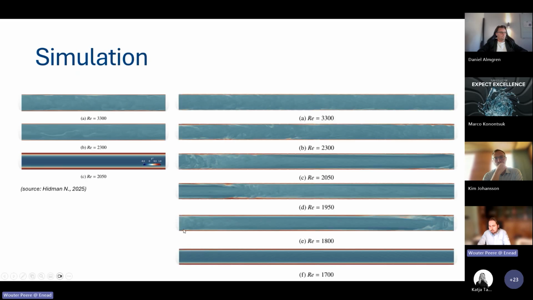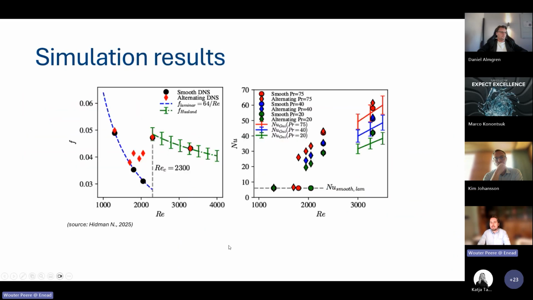When they did the same for pipes with fins in it, we see that when it's 3,300, we're turbulent, and we stay turbulent until somewhere around 1,800. You already see here a very, very small but unstable laminar layer. So it stays turbulent way longer.